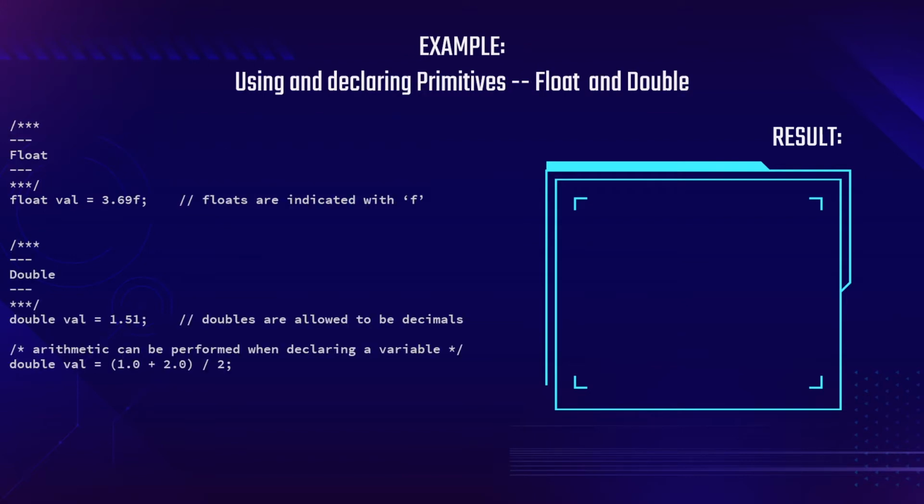And I can do float or double. These are the 2 precisions that you'll see in C++. When I do a float, you want to indicate it with an F at the end of your number. Doubles are also allowed to be decimals, but they don't necessarily need that F. And if I really want to, for any type of variable, I can do math, if math is allowed.